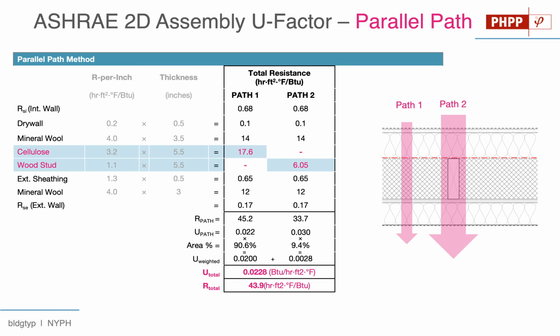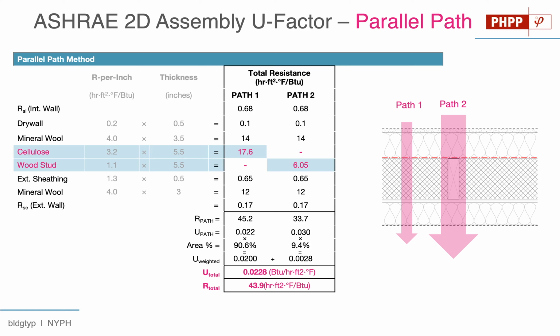So if we were to calculate a total resistance of that pathway, we could do it as shown in the table there on the left. So we might get a total R value, a total resistance for that pathway of something like 45.2. How do we calculate that? Well, we do it just the way we just saw. We take the R per inch of each layer, we multiply it by the thickness of that layer, that gives us the total resistance for the layer, and we just sum up all of the resistances of all of those layers. So we get an R45.